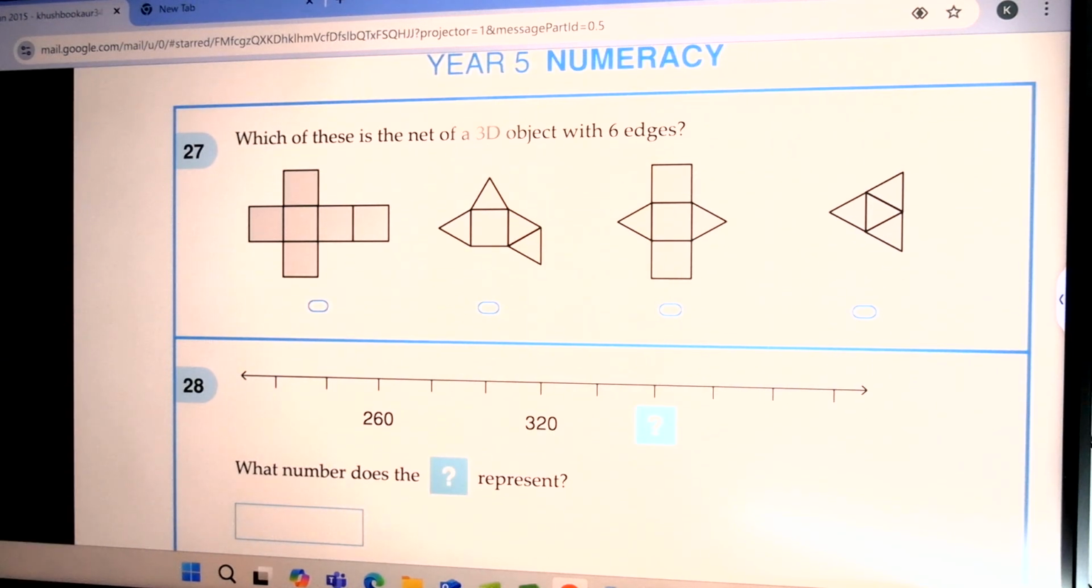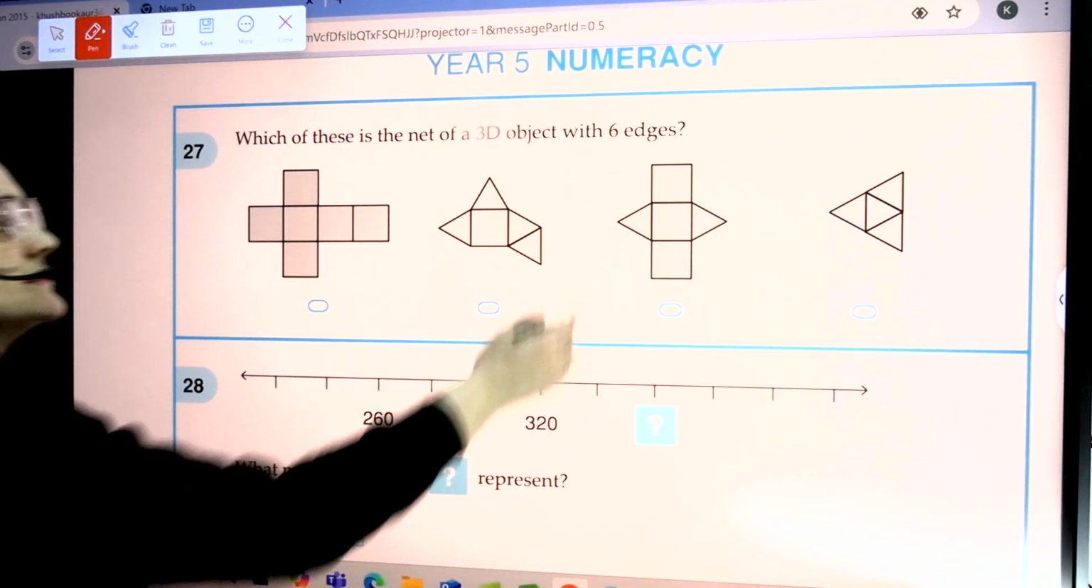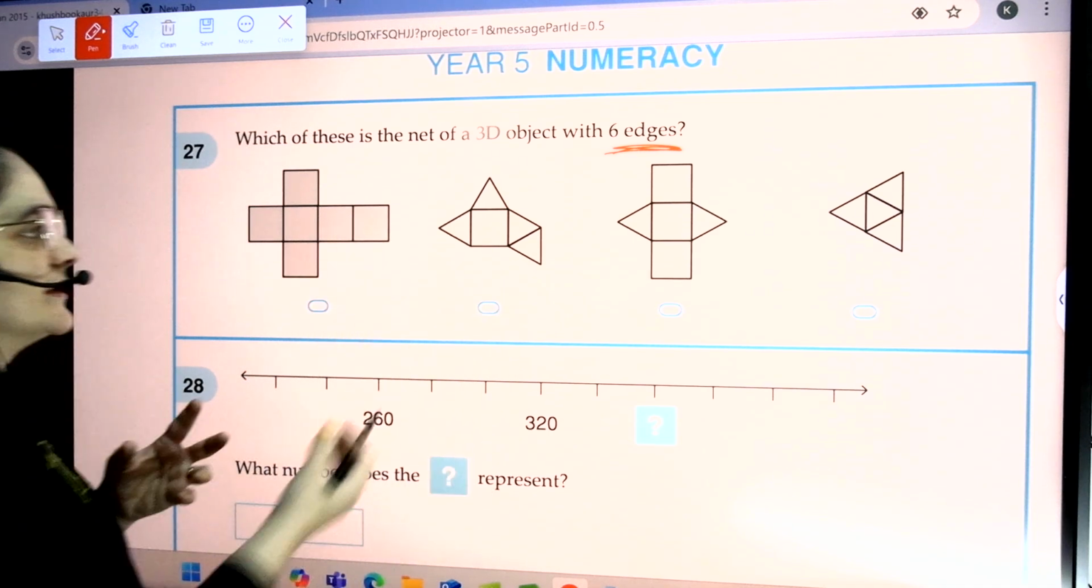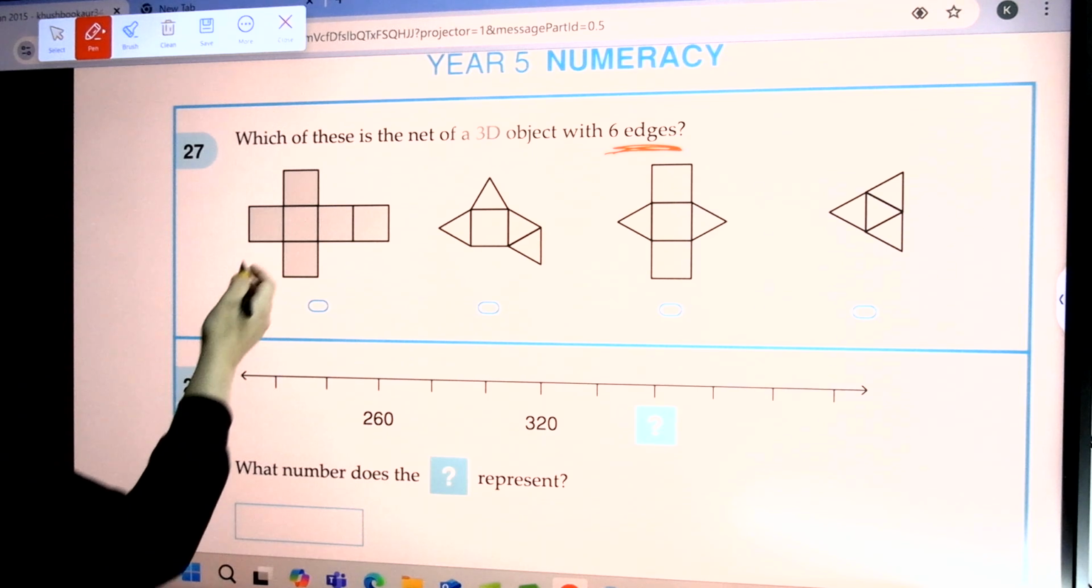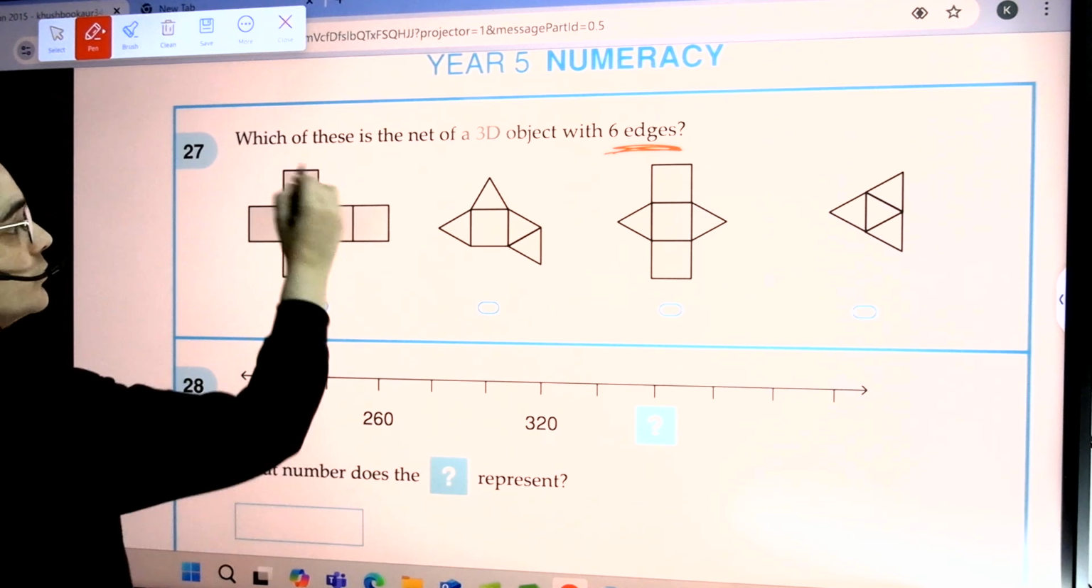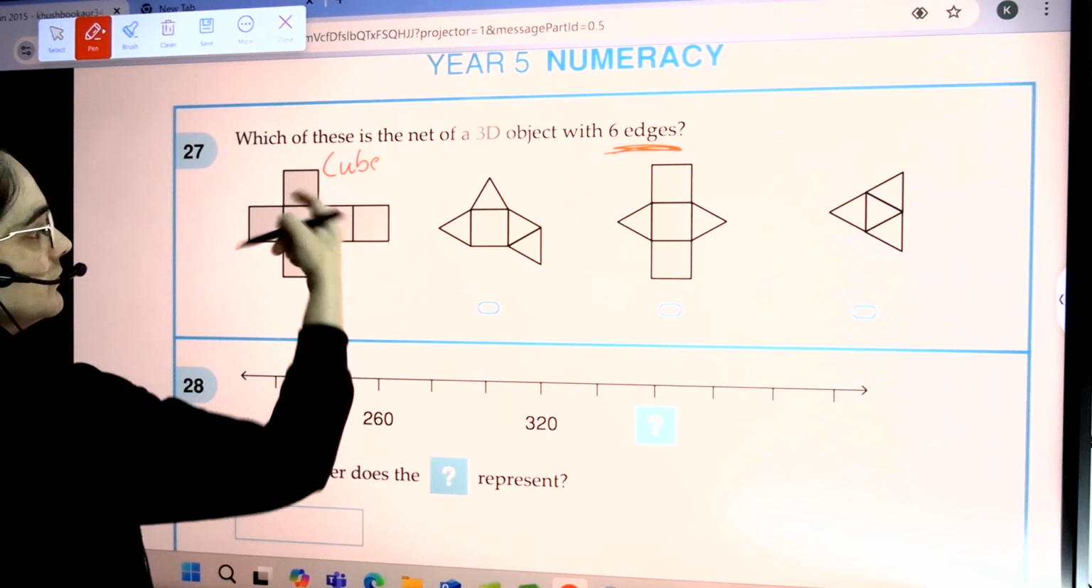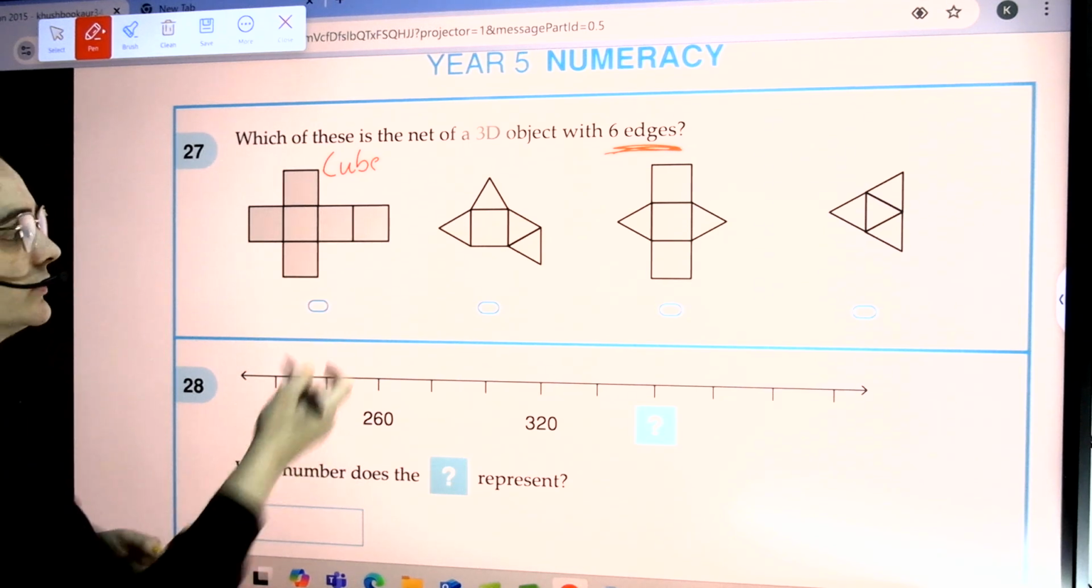Which of these is the net of a 3D object with 6 edges? So edges means sides, right? Like cube has 12 sides and other shapes have different number of sides. So let's see. This one is a net of a cube. So for a cube, number of edges, sides, okay, number of edges is 12.